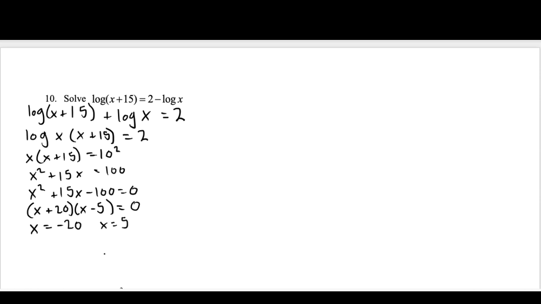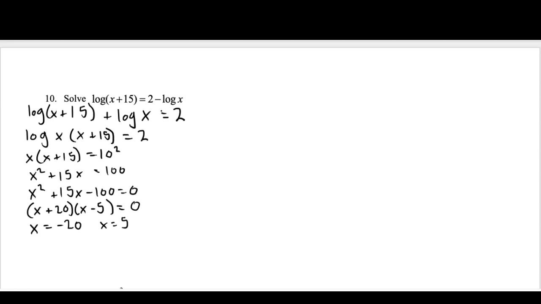But we have to be a little bit careful, because sometimes when you end up with a result like this, where we have a quadratic, there are two apparent solutions, but those may not necessarily both be solutions to the original equation. Back when we first discussed logarithms, one of the things we talked about is that you cannot take the logarithm of a negative number.